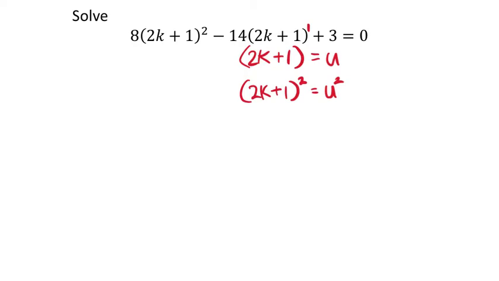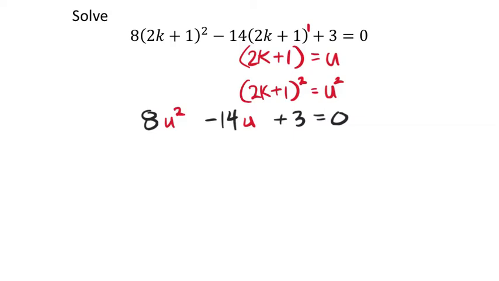So this is my new equation then. I've got my coefficients, and this equals 0, and it would be 8 times u squared, and then negative 14 times u, plus 3. So this trinomial, this polynomial, this quadratic is now, in my opinion, much easier to solve. So let's go ahead and see if we can solve this. I would look at factoring right here.